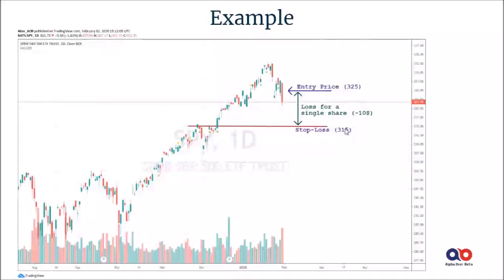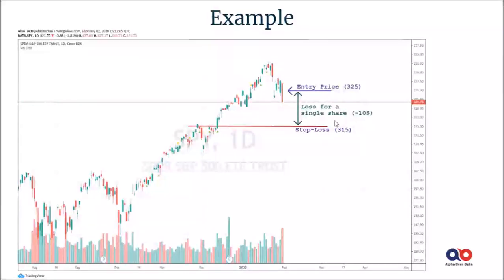All right. So this means that if I enter the market at 325, and close the position when it went against me at 315, that means that I have lost $10 per each and every share that I bought, right? Because if I enter at 325 and exit at 315, that would represent a loss of $10 per share. If I bought 2 shares, that would be $20. If I bought 4 shares, that would be $40, right? So this is how you limit the loss.